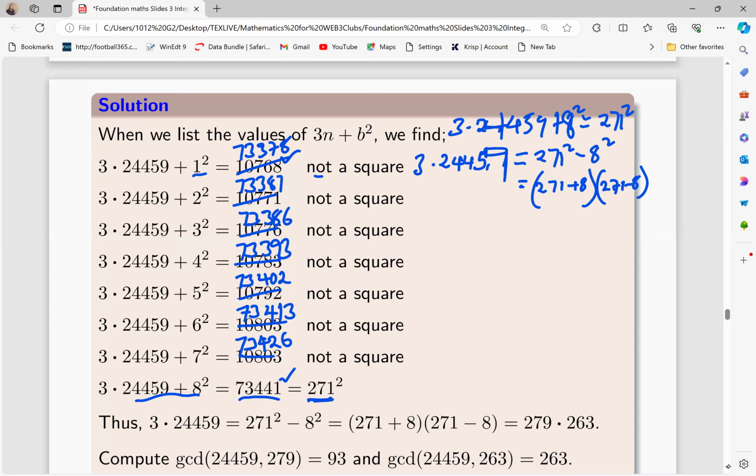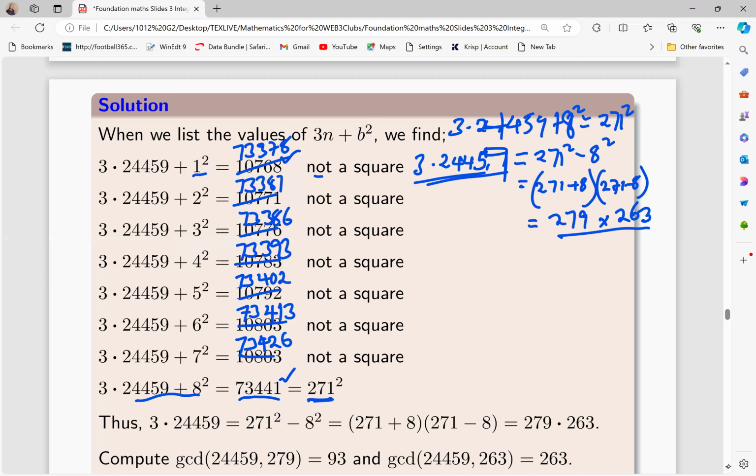The first bracket is 279. And the second bracket is 263. So this gives us this product. And they are not the roots.